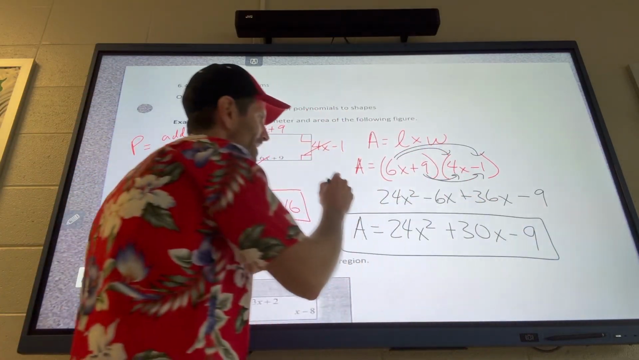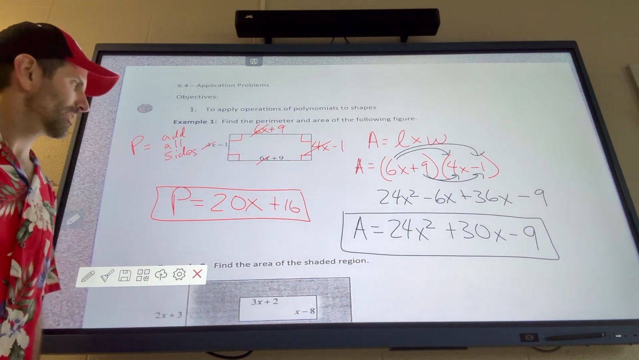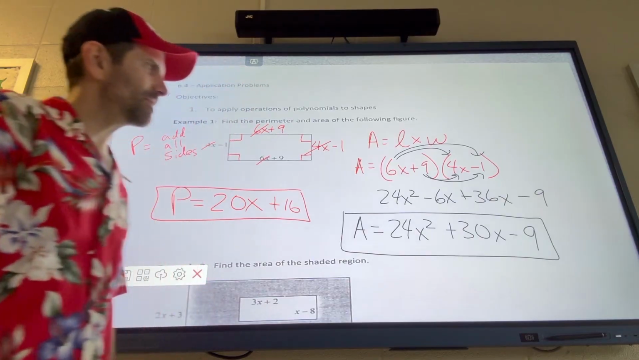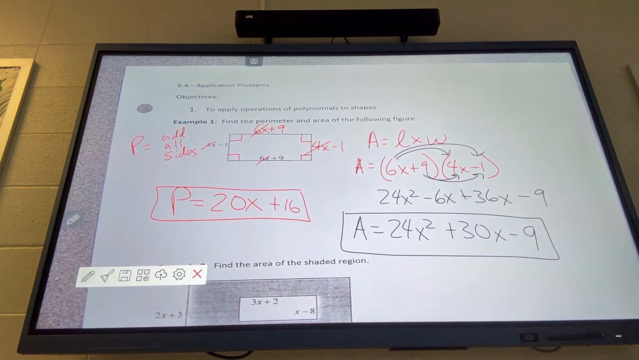So perimeter and area, that's what we're looking at today. What do you guys think? Let's go ahead and move on to some other sort of situations that we might encounter.